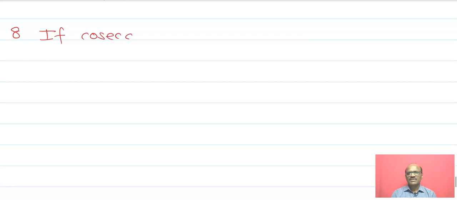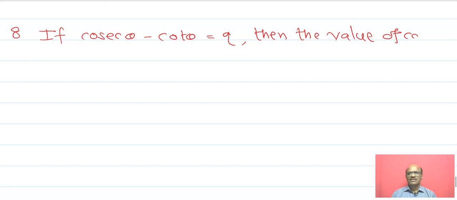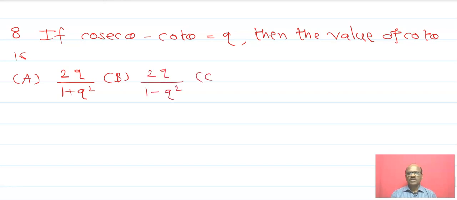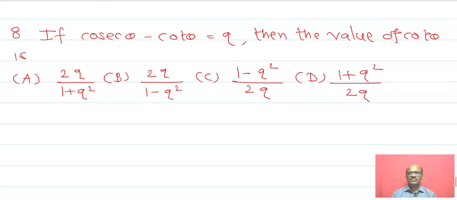Next is, if cosec theta minus cot theta is equals to Q, then the value of cot theta is: A, 2Q upon 1 plus Q square; B, 2Q upon 1 minus Q square; C, 1 minus Q square upon 2Q; and D, 1 plus Q square upon 2Q.